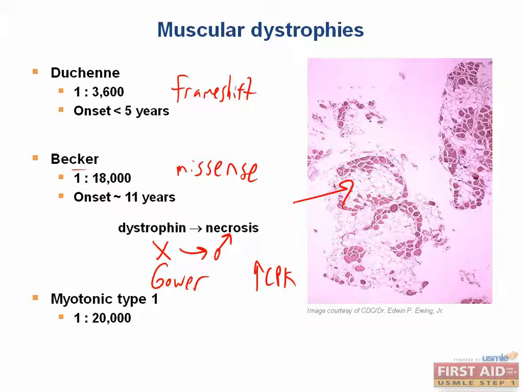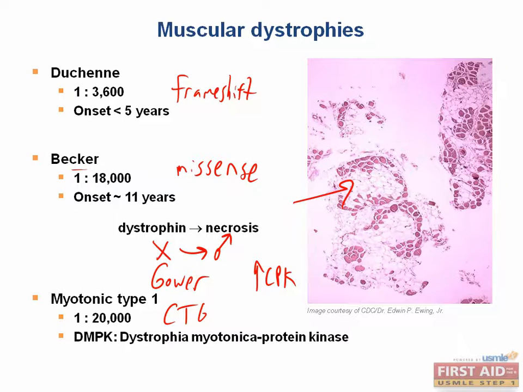This one is pretty rare, kind of like Becker, but it's not related to the dystrophin gene. Rather, it's caused by a trinucleotide repeat of the sequence CTG in the gene DMPK, which stands for dystrophia myotonica protein kinase. Some genetic terms that fit this disease are pleiotropy and variable expressivity. Do you remember what those mean? Basically, you can have a lot of different phenotypes or symptoms, and it differs a lot from one person to the next.